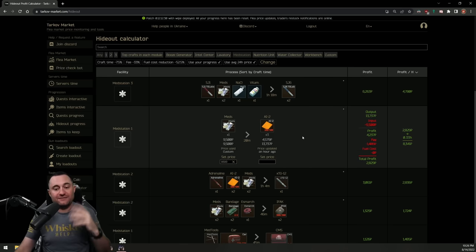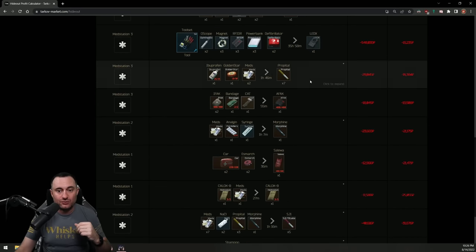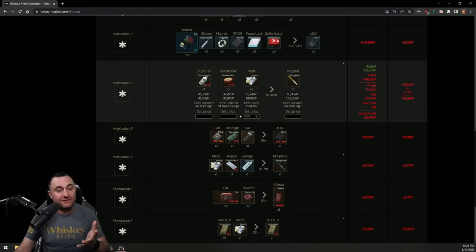Now, the bonus craft in here, if you will, is the Propitol craft. We'll talk about it real quick. Again, pile of meds for 9,500. Ibuprofen for 40,000. Sometimes you can get a little bit less with the barter, but you're almost always buying it off the market for like 40, 41, 42.